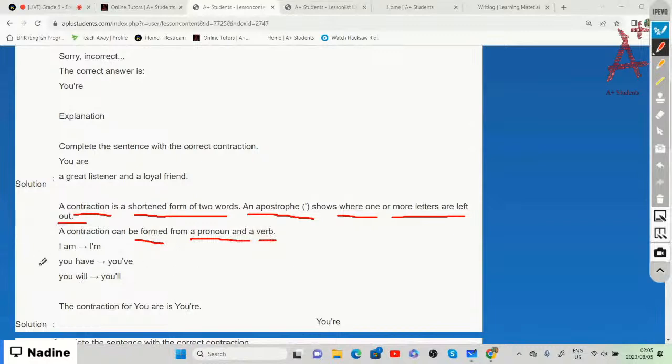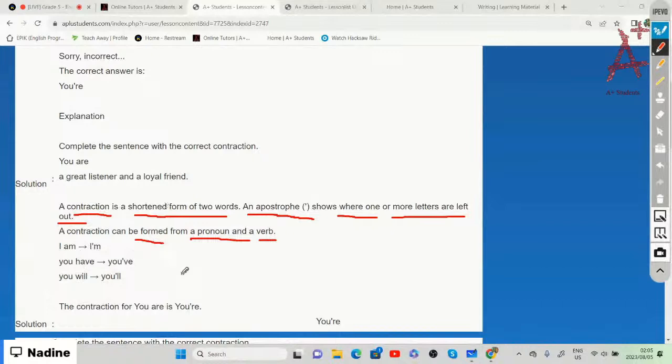So here we have a few examples of contractions. Say, for example, I am, right? So I am is I'm. We write it as I, apostrophe, M, right? So I am is a shortened form of I'm.